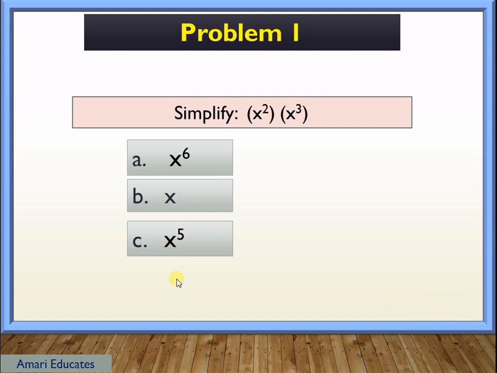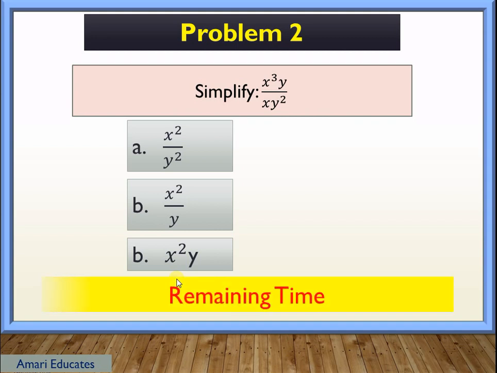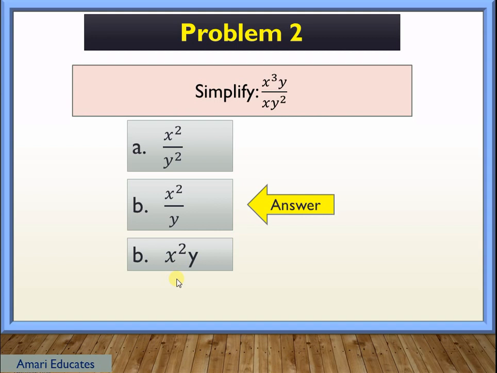Time is up. The answer is x to the 5th. Next, simplify x cubed y all over x y squared. Let's start the time. Time is up, and the correct answer is x squared all over y.